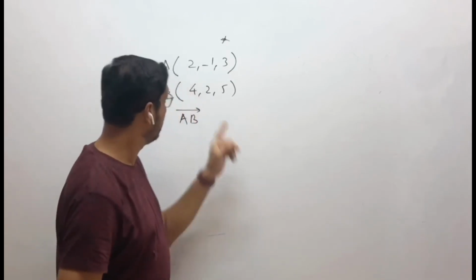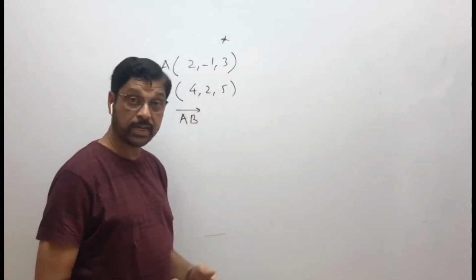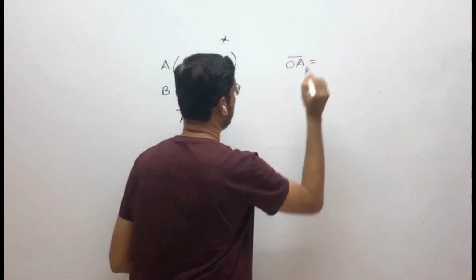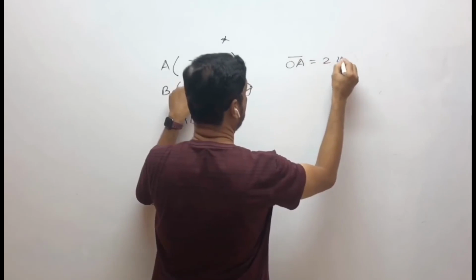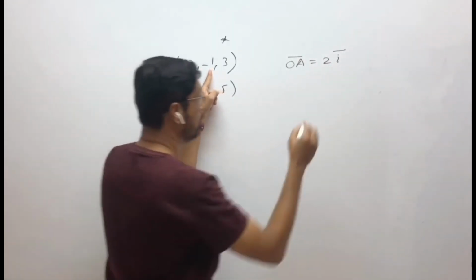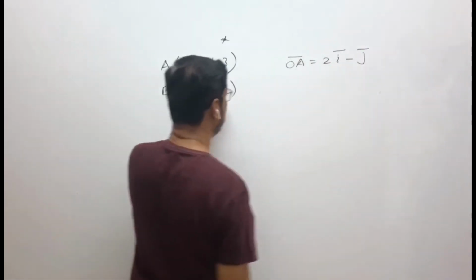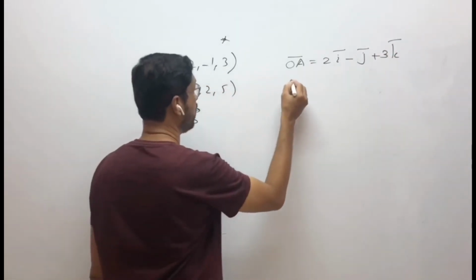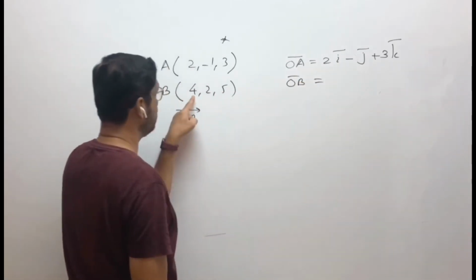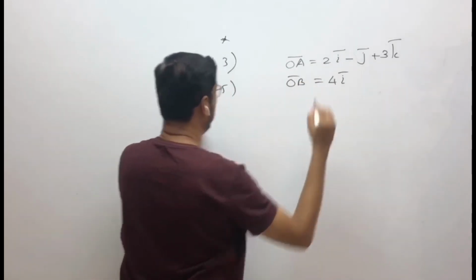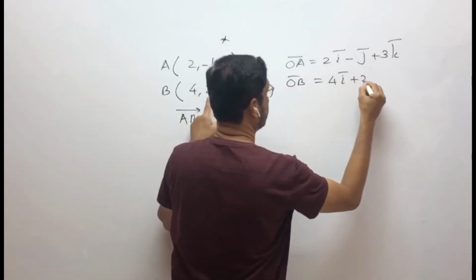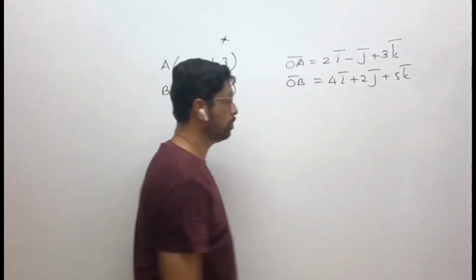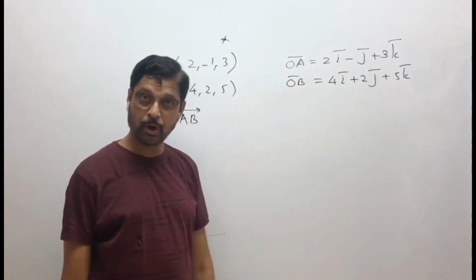These are the coordinates of point A. So position vector of A, that is OA, will be equal to 2i, this is -1, -1j plus 3k. Similarly, vector OB will be 4i plus 2j plus 5k. So you got vector OA, you got vector OB.